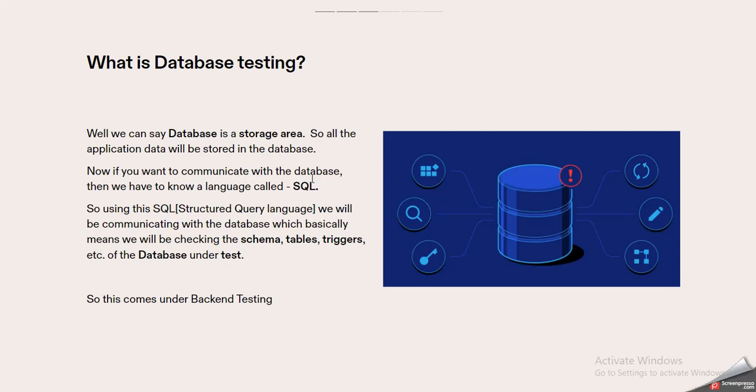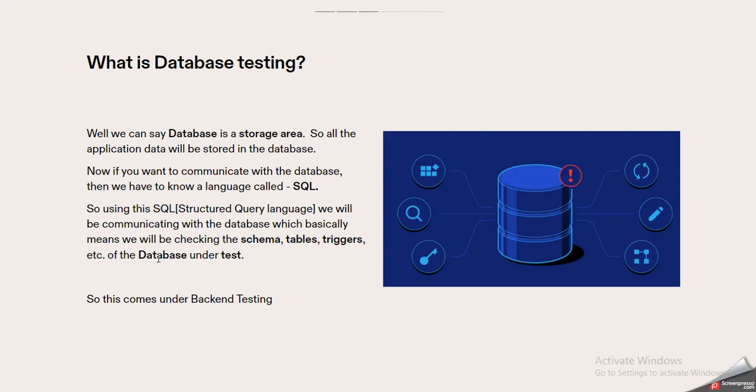Now if we want to communicate with the database, then we have to know a language called SQL. Using this SQL, which is basically structured query language, we will be communicating with the database, which basically means we will be checking the schema, tables, triggers, etc. Now what is schema, what is table, what are triggers, I will be discussing later. Okay, so we have to create schema, we have to check the schema, we have to check the tables, we have to create data, we have to alter data. So there are different things.